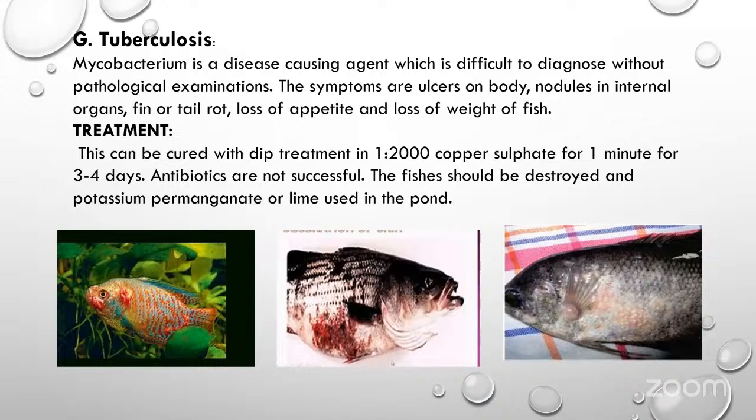This can be cured with dip treatment in 1:2000 copper sulfate for 1 minute for 3 to 4 days. We need to continue this. Now, antibiotics are not successful. The fishes should be destroyed and potassium permanganate or lime should be used in the pond. This is how the diseased fish look, and these are the infected areas, and this is how a diseased fish looks.